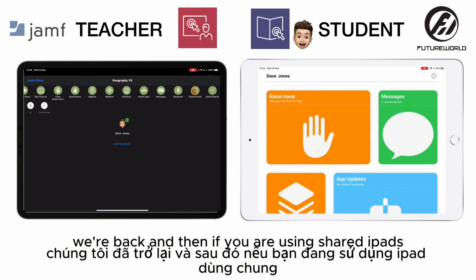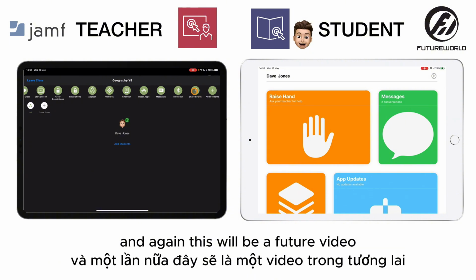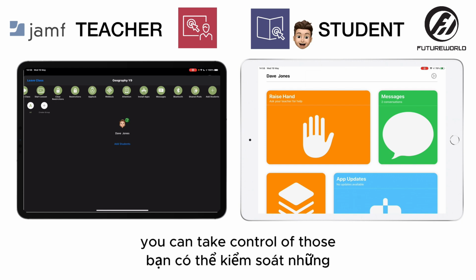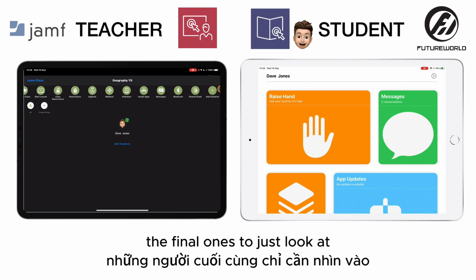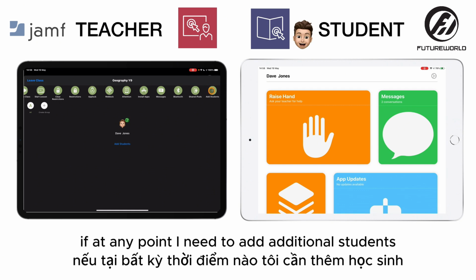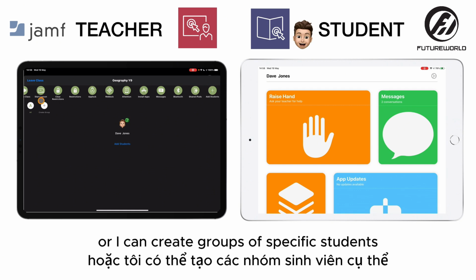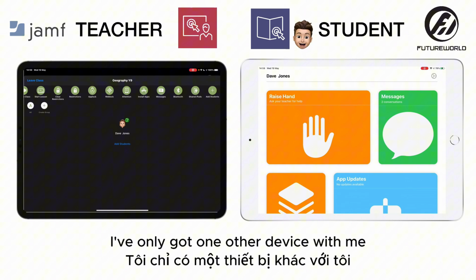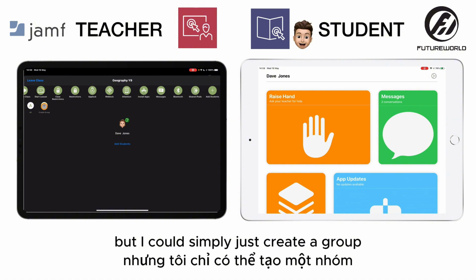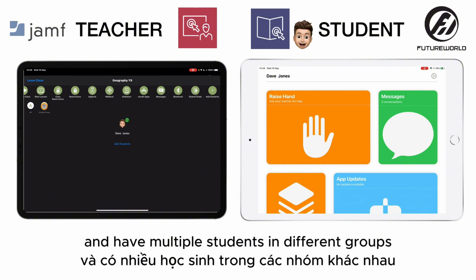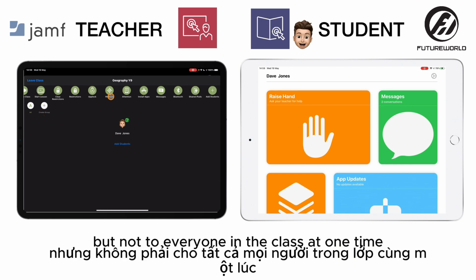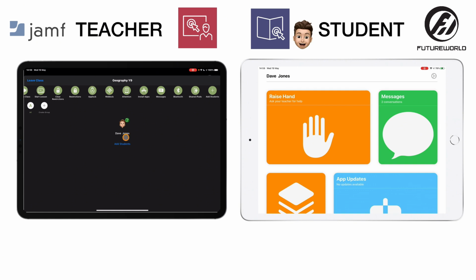And then if you are using shared iPads, and again, this will be a future video where you can look at the whole process of shared iPads, you can take control of those. The final ones to just look at, if at any point I need to add additional students, I can tap Add Students, or I can create groups or specific students. In this demo, I'm at home, I've only got one other device with me, but I could simply create a group and have multiple students in different groups, and then I would have that functionality to do all of those things, but not to everyone in the class at one time.